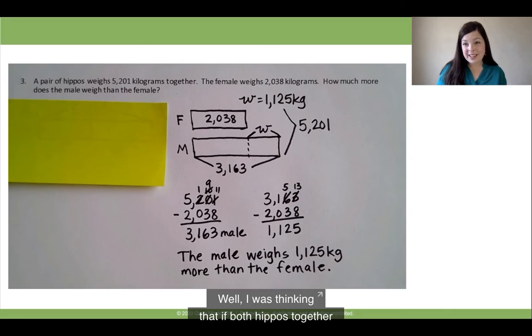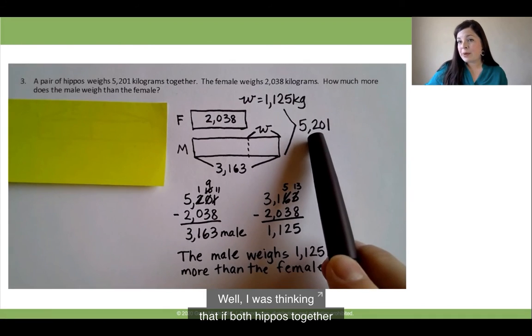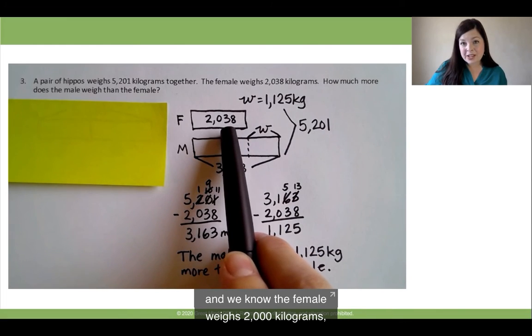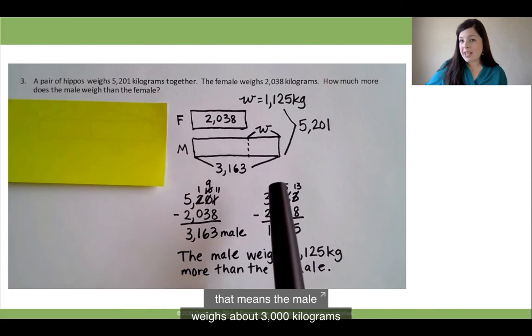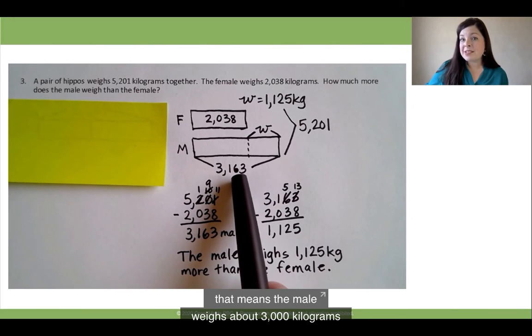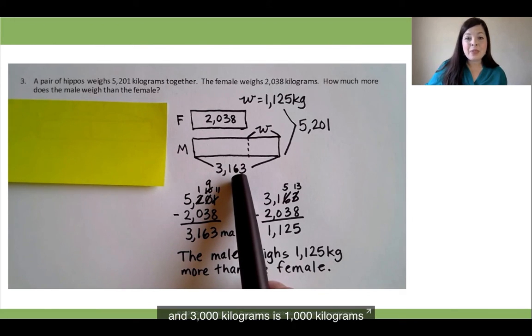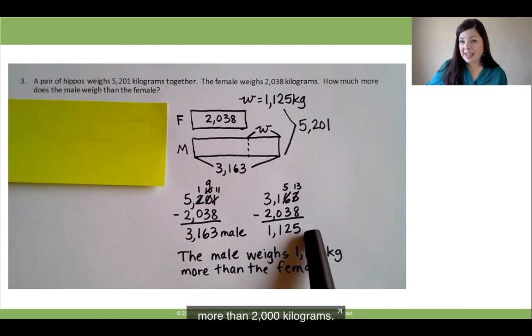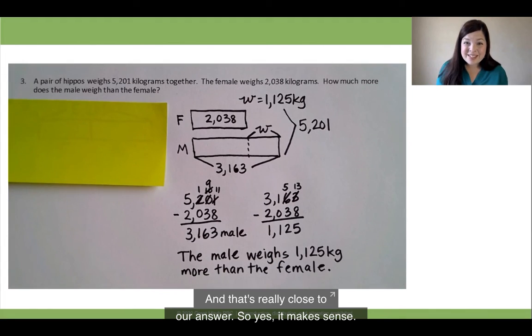Well, I was thinking that if both hippos together weigh about 5,000 kilograms, and we know the female weighs 2,000 kilograms, that means the male weighs about 3,000 kilograms. And 3,000 kilograms is 1,000 kilograms more than 2,000 kilograms. And that's really close to our answer. So yes, it makes sense.